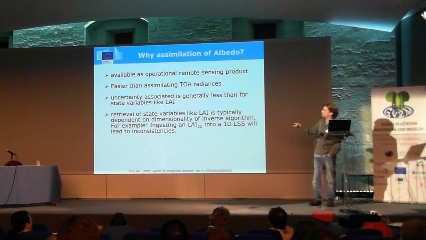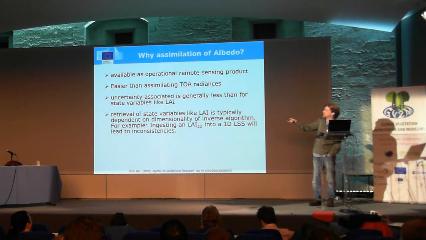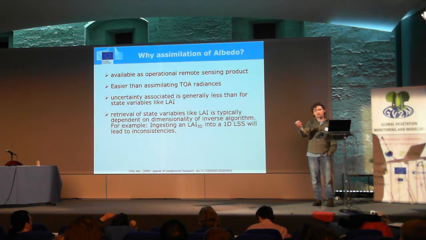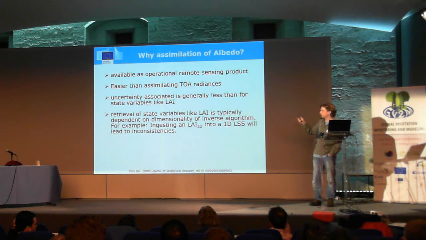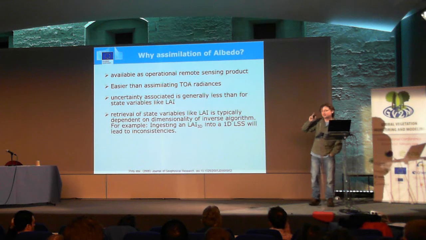The concept behind this was that this is something available as an operational remote sensing product, but it's something that's easier than assimilating top of atmosphere radiances. So those people who saw my talk on it will have heard me make these particular arguments before. It generally has less uncertainty associated with it than variables like LAI, and the retrievals of variables like LAI are typically dependent on the dimension of the inverse algorithm.